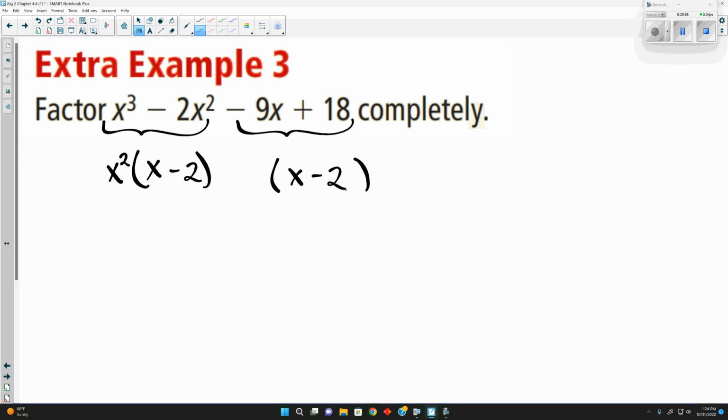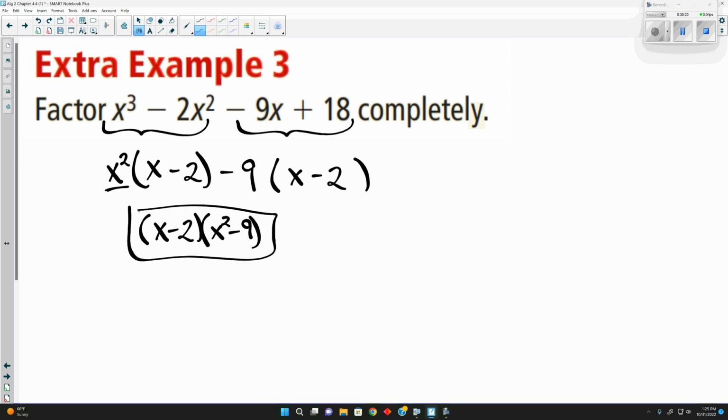So what do I need to factor out of negative 9x plus 18 to get x minus 2? Negative 9. Because once you get one of the parentheses, you can use it to figure out what you need to factor out of the others to get there as well. Now at this point, we could factor out an x minus 2 from both, which will leave us with x squared minus 9.